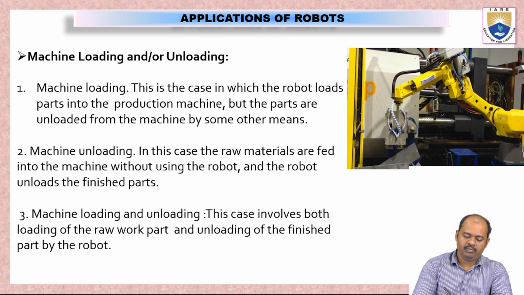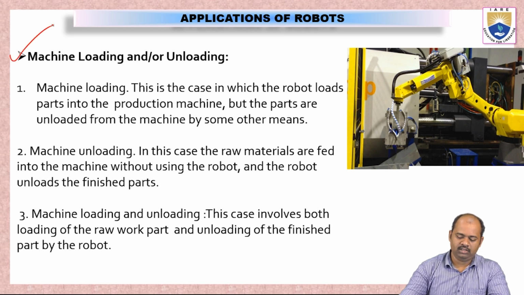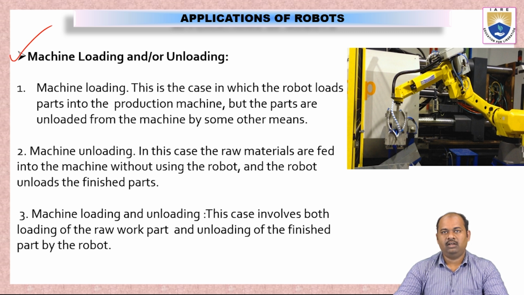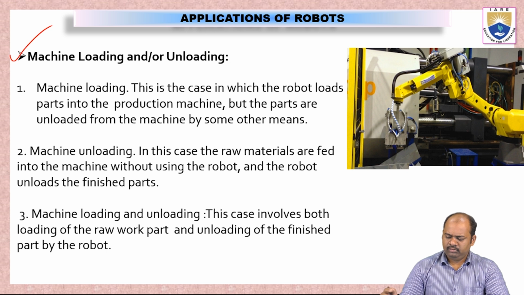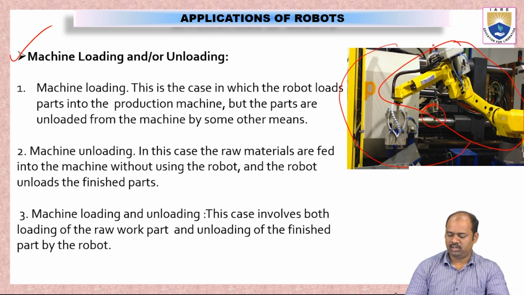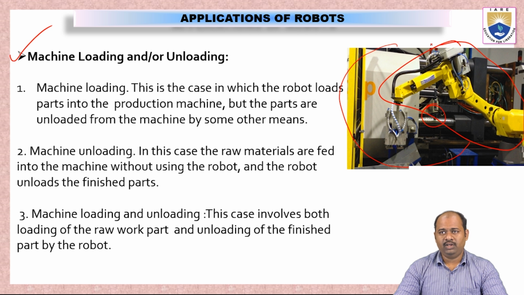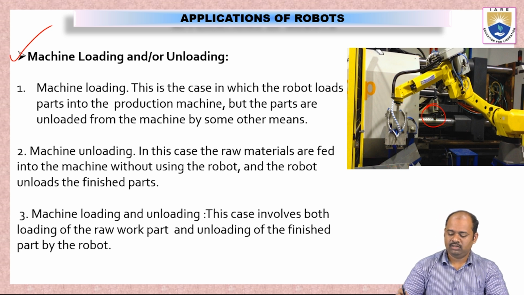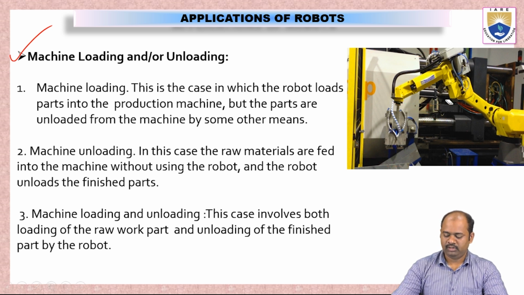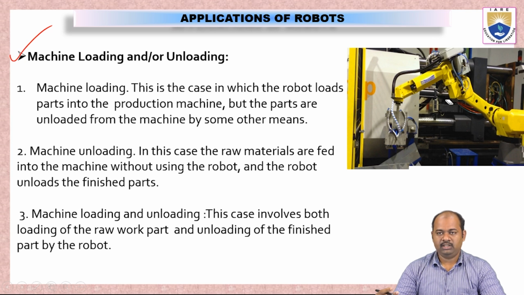And the second kind of material handling application is machine loading or unloading. In this picture we can see there is a CNC machine, and this is a robot, the yellow colored part is called the robot. The robot is actually doing some operation. What it is doing is fixing the workpiece into the CNC machine.